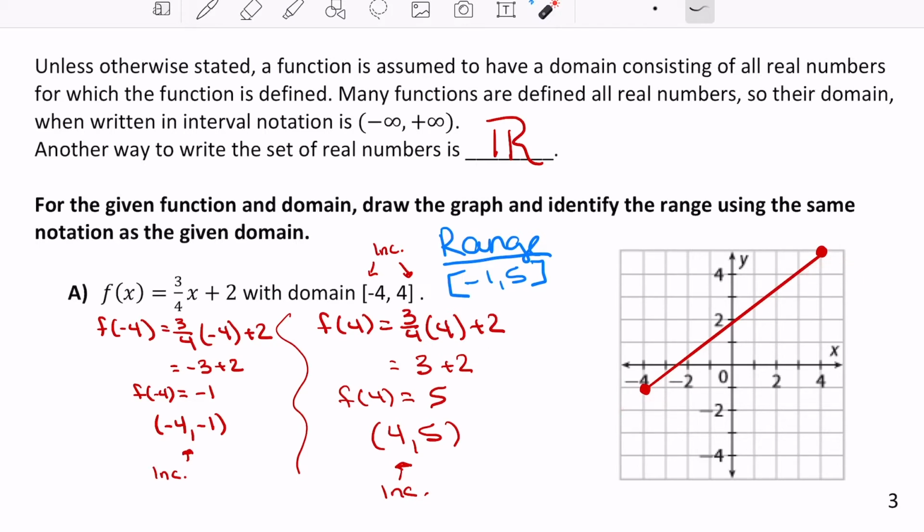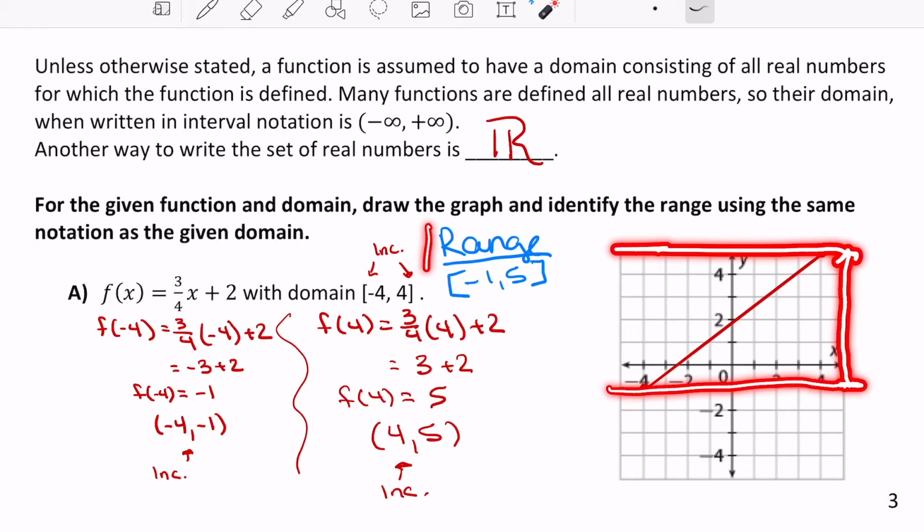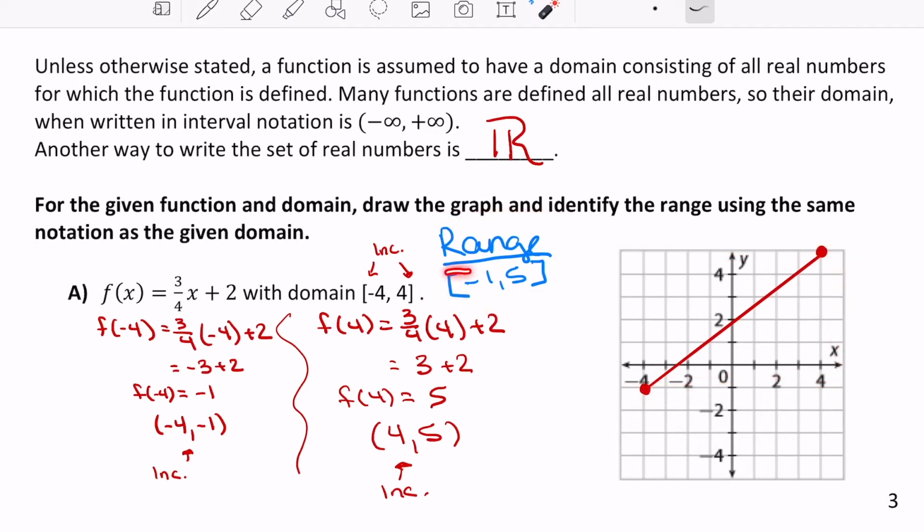Range is always written from bottom to top. So if this is our range, we read it from here, which is -1, and it ends up here at 5. Interval notation from -1 to 5. Both of them use brackets because they are both included in the function.